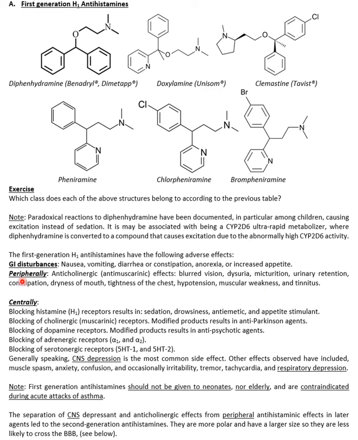So these are the peripheral side effects of the first generation antihistamines. More important is the fact that these first generation antihistamines cross the blood-brain barrier. So when they cross the blood-brain barrier, they act in the CNS, in the brain, and produce effects by first inhibiting the H1 receptor in the brain, and this causes sedation, drowsiness, anti-emetic effect, and appetite stimulation.